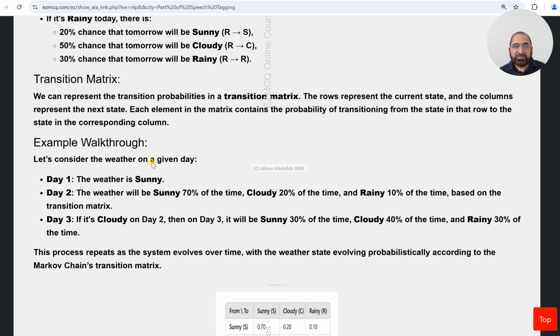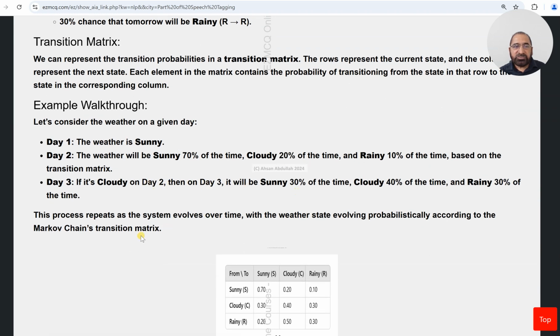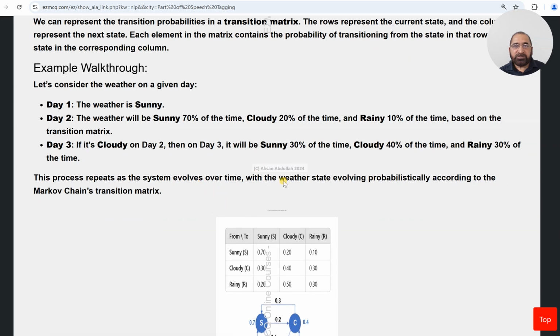Now let's consider the scenario. Day one, the weather is sunny. Day two, the weather will be sunny 70% of the time as per the transition matrix, as you can see. And day three, if it's cloudy, and so on. So this process repeats, and the system evolves over time.